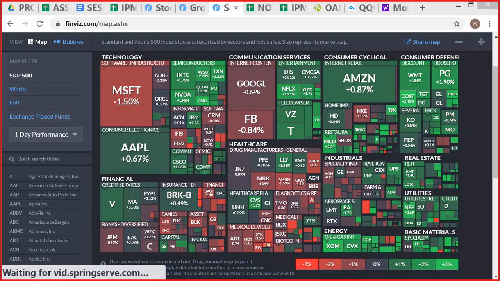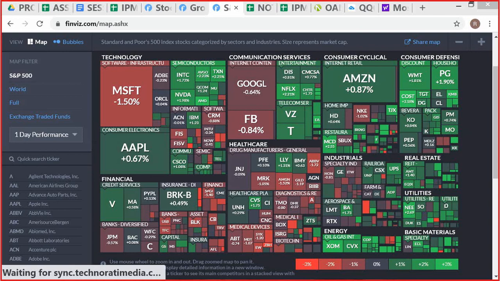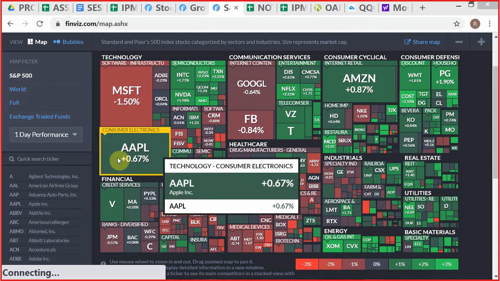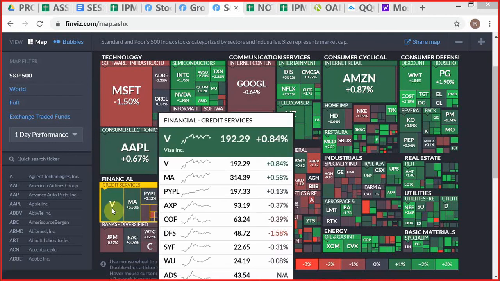Sir, this is sectoral distribution. Sir, different sectors. Yes, so they have mentioned the sectors as well, but you can also have a heat map by sector. This is actually not a heat map by sector. This is a heat map by individual stock. It is showing you the individual stocks. Apple is an individual stock, Microsoft is an individual stock, Verizon is VZ, Visa is an individual stock.